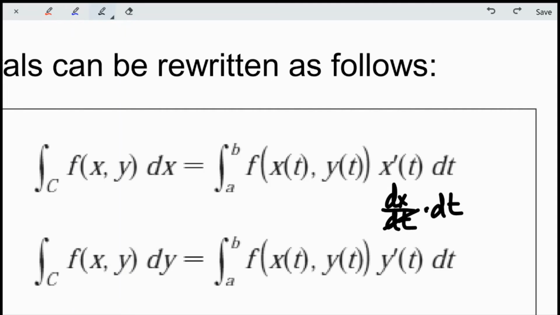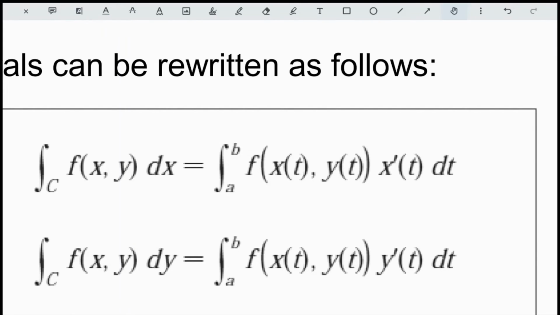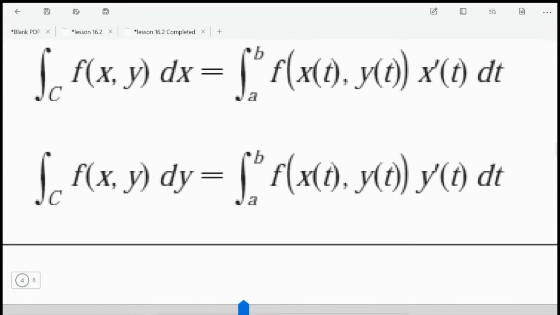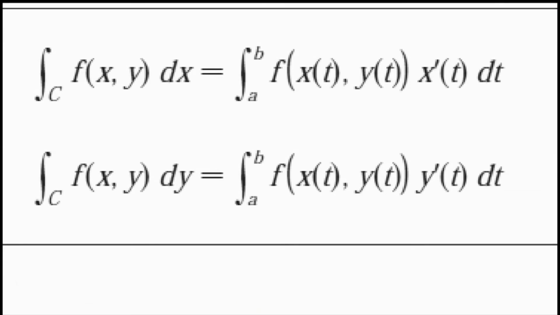So all we're doing is writing that in a slightly different form so we can do this in terms of the parameter. Okay, and again, we can also do the same thing with respect to y. You can see that we've got our y prime t dt. So again, we're getting that change in y, but we're getting it now with respect to the parameter t because we're moving along that curve.